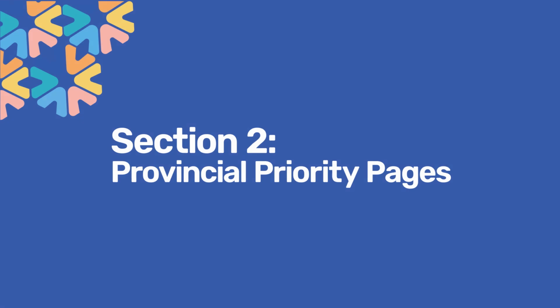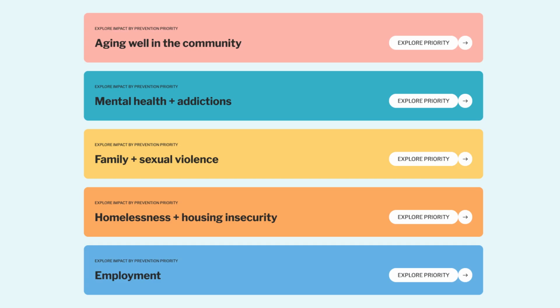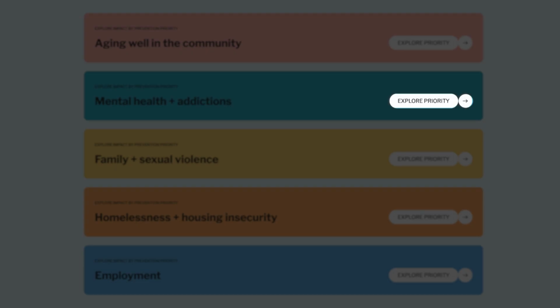Section 2. Explore a provincial priority page. The provincial priority pages provide an in-depth look at research findings on each of the priorities and how they're impacting Albertans. In short, the combined efforts of all FCSS programs are on display.